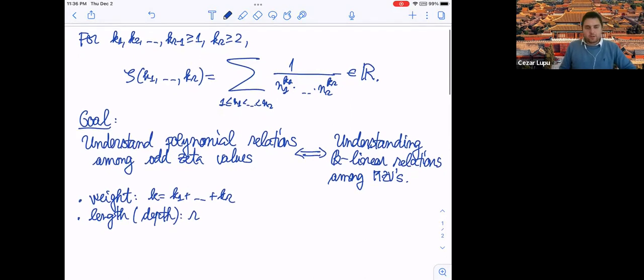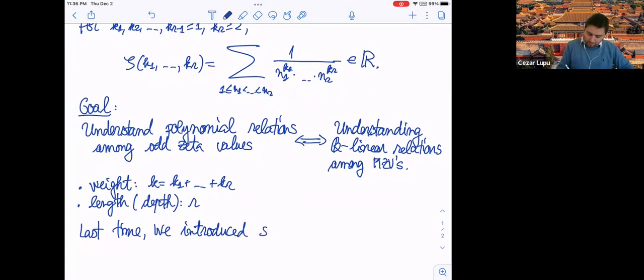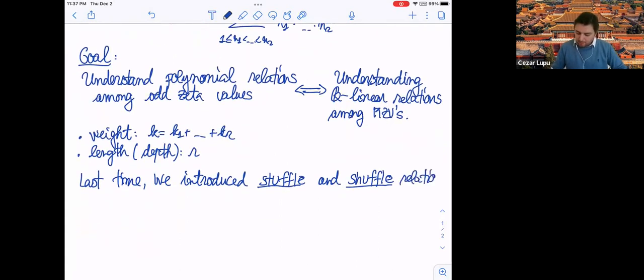And we have seen a bunch of relations, right? Through examples, last time we introduced the stuffle and shuffle relations. And maybe I just said it, but I didn't prove it. So this time I will prove more things, because last time was just an introduction, just to see examples.